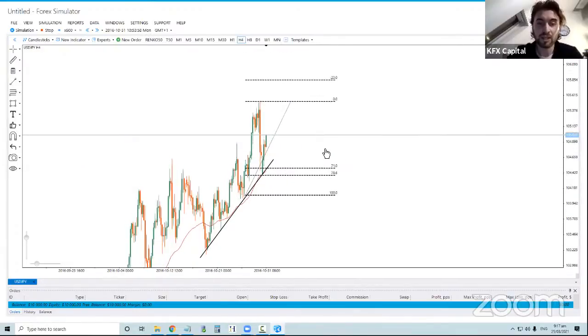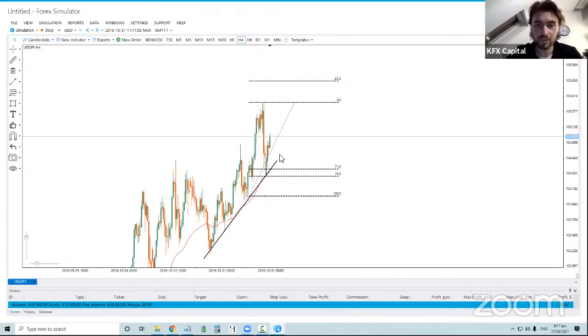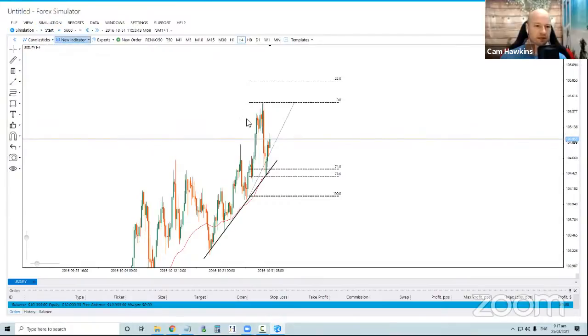So is price going up? Can I pause it? I don't know why that keeps going, but you can just click stop there and that'll stop price. So now it's bar by bar.